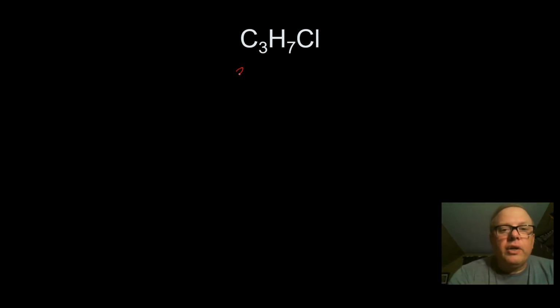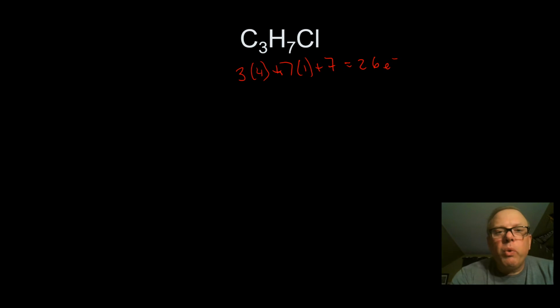So again, 3 times 4 for the carbons, plus 7 times 1 for the hydrogens, and 7 on the chlorine. So 3 times 4 is 12, plus 7 is 19, plus 7 is 26 electrons total on this structure. Whenever we have multiple carbons, we want to chain them together. Carbons do tend to chain together. And then I'm simply going to put this chlorine on the last one, Cl.